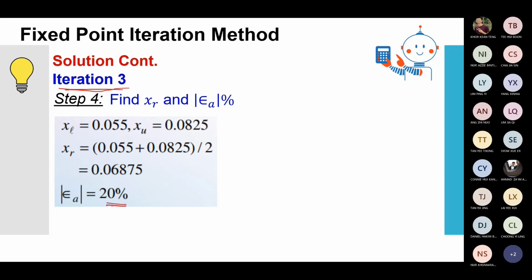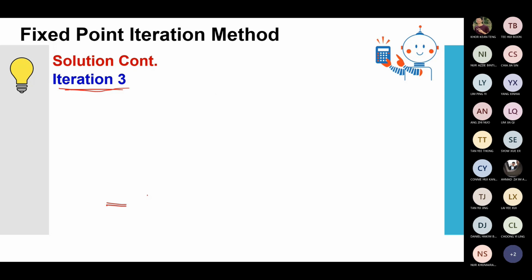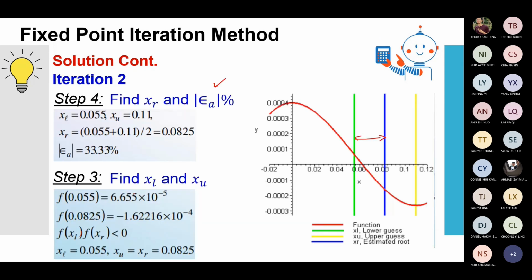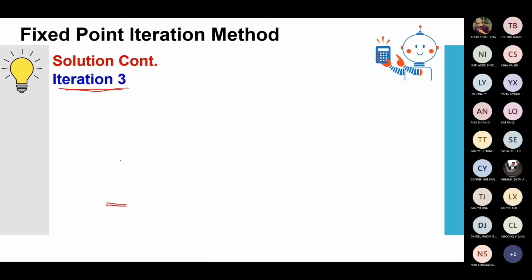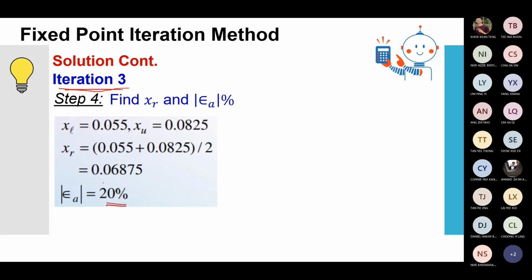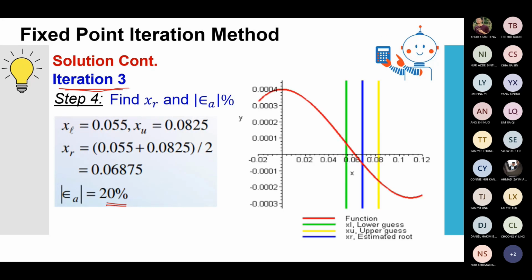Previously we had 33.33 percent. Now you can see that it has reduced to 20%, so we are already going in the right direction. If you illustrate it in the graph, the searching domain has moved and become even shorter.